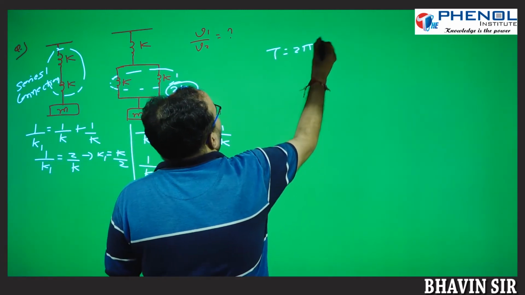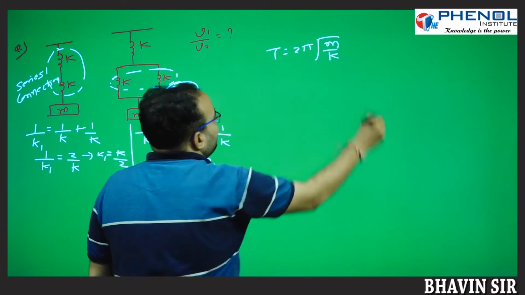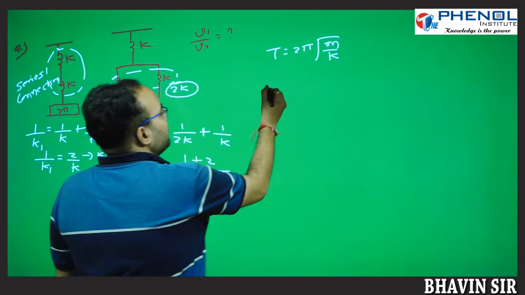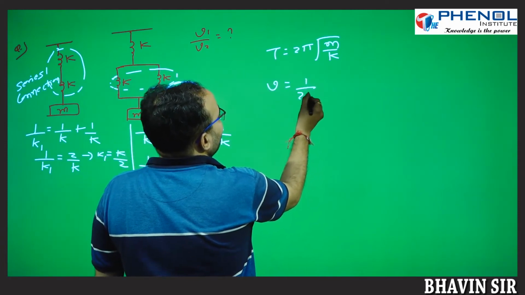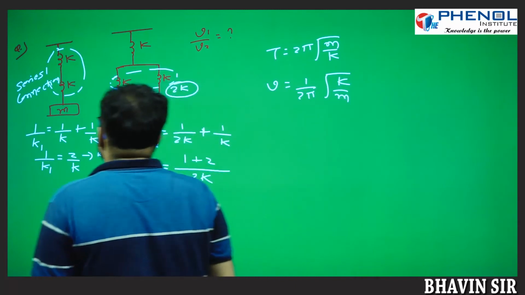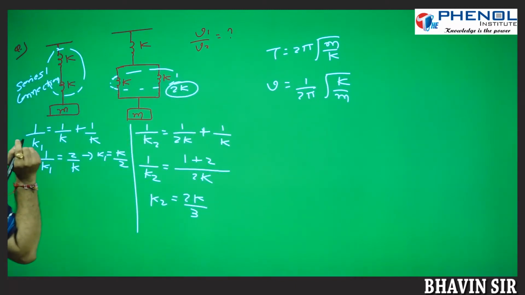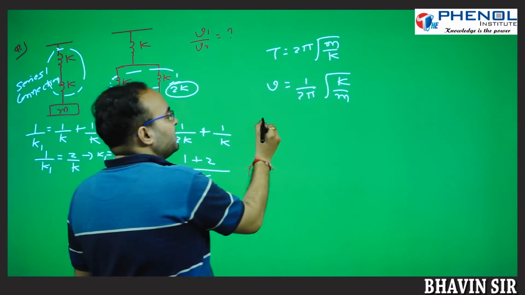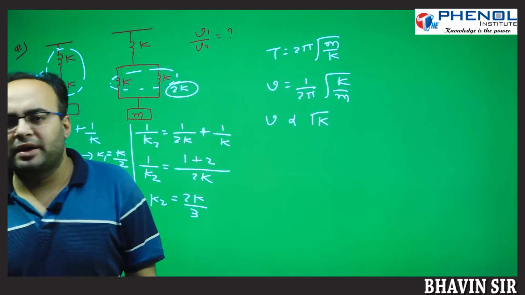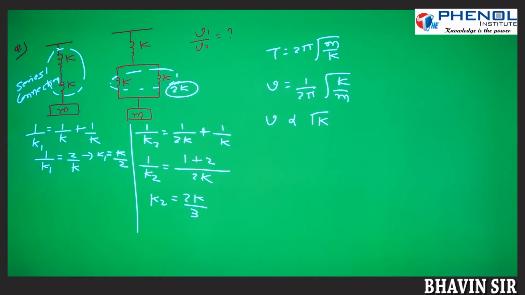Now we want to find the ratio of frequency. What is the time period for SHM? T is equal to 2 pi root m by k. So what is the frequency? It is the reciprocal. See students, in both cases the mass of the block is the same, that is m. So we can say that frequency is directly proportional to root k.